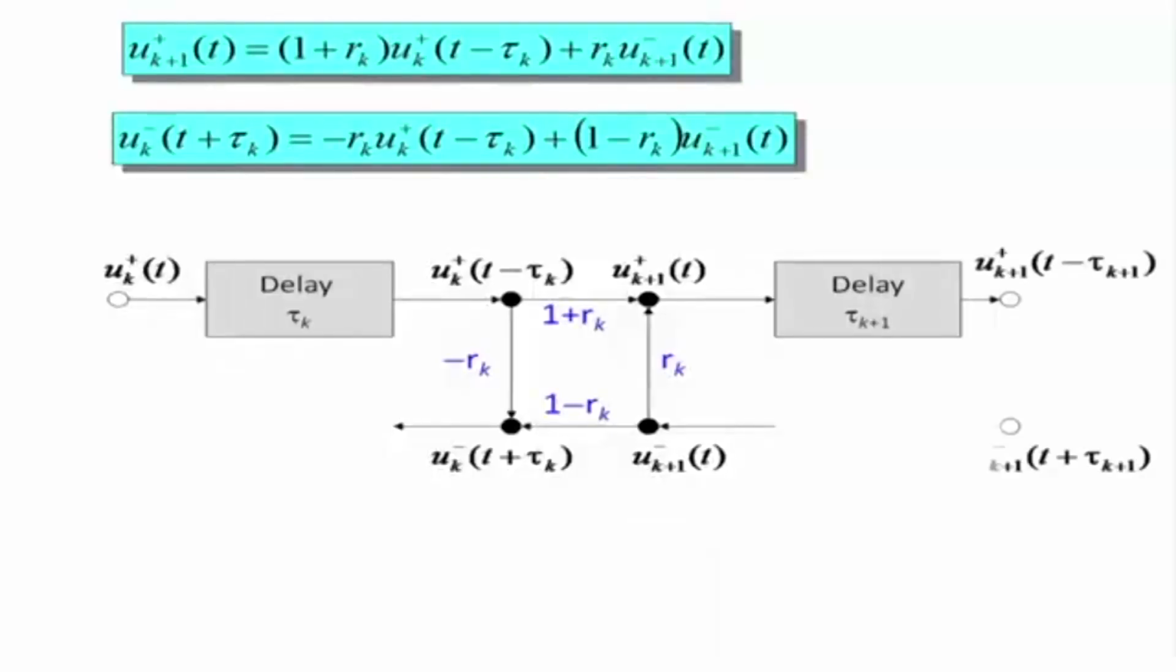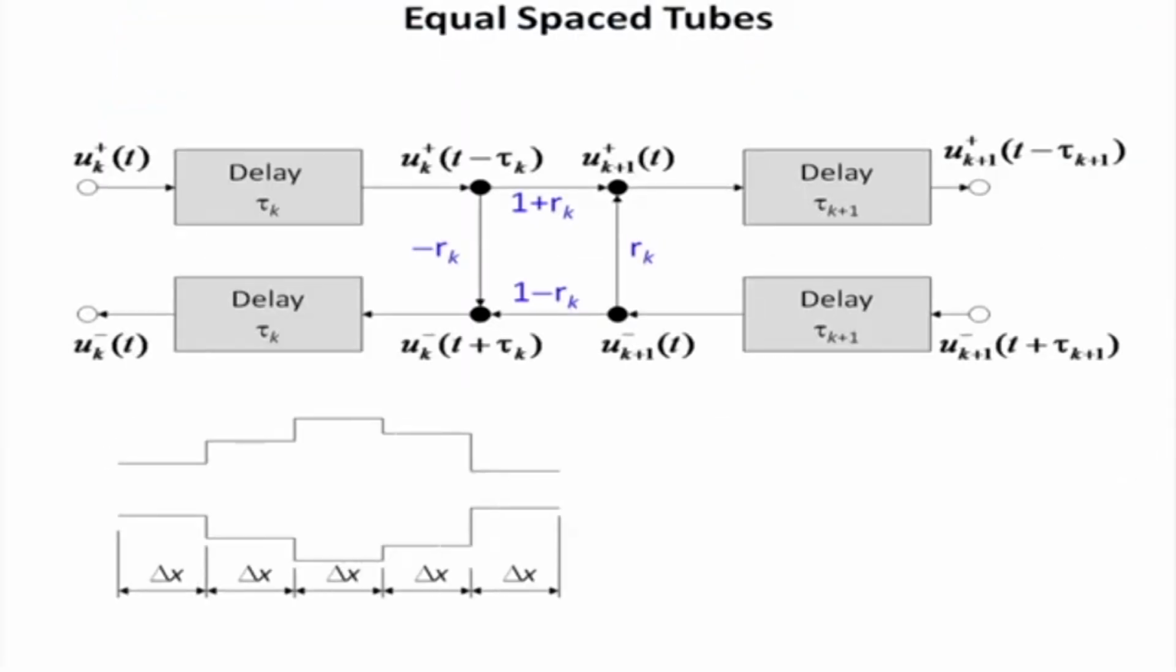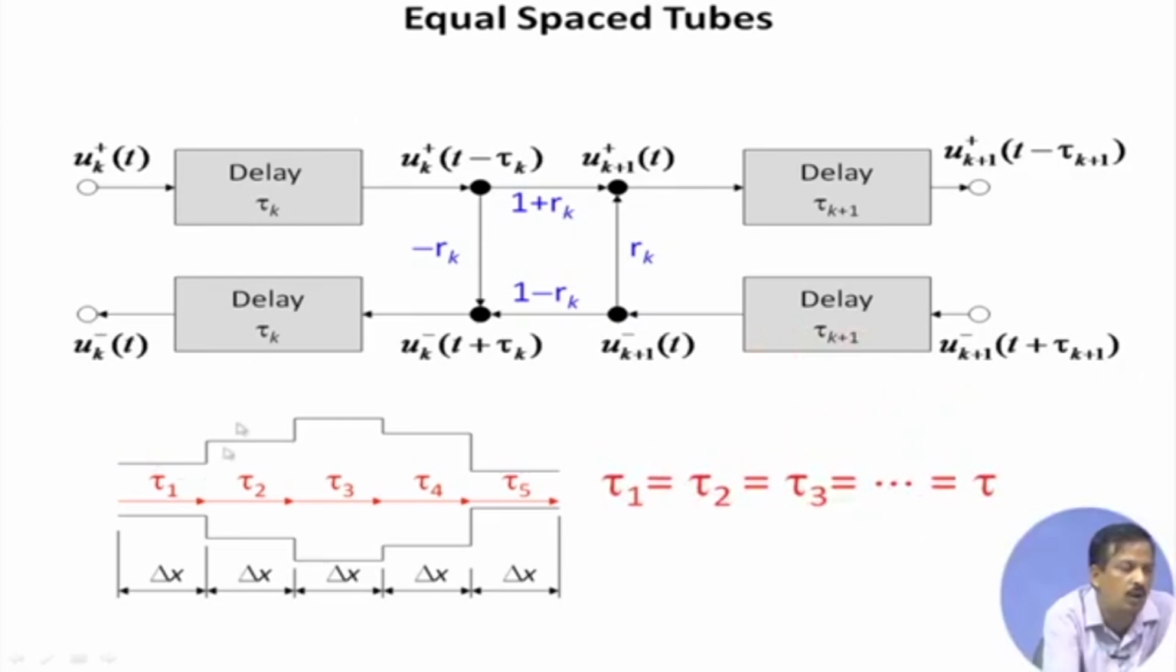suppose I have a case of n number of tubes with equal length. If I consider all tubes of equal length, then what should be the diagram? So, I said this delay tau k is equal to tau k plus 1. What is tau k? L k by c. So, if all tube lengths are the same, then tau k is equal to tau k plus 1, all are del x, del x, del x. So, the delay circuit will be the same, and the same delay will happen.